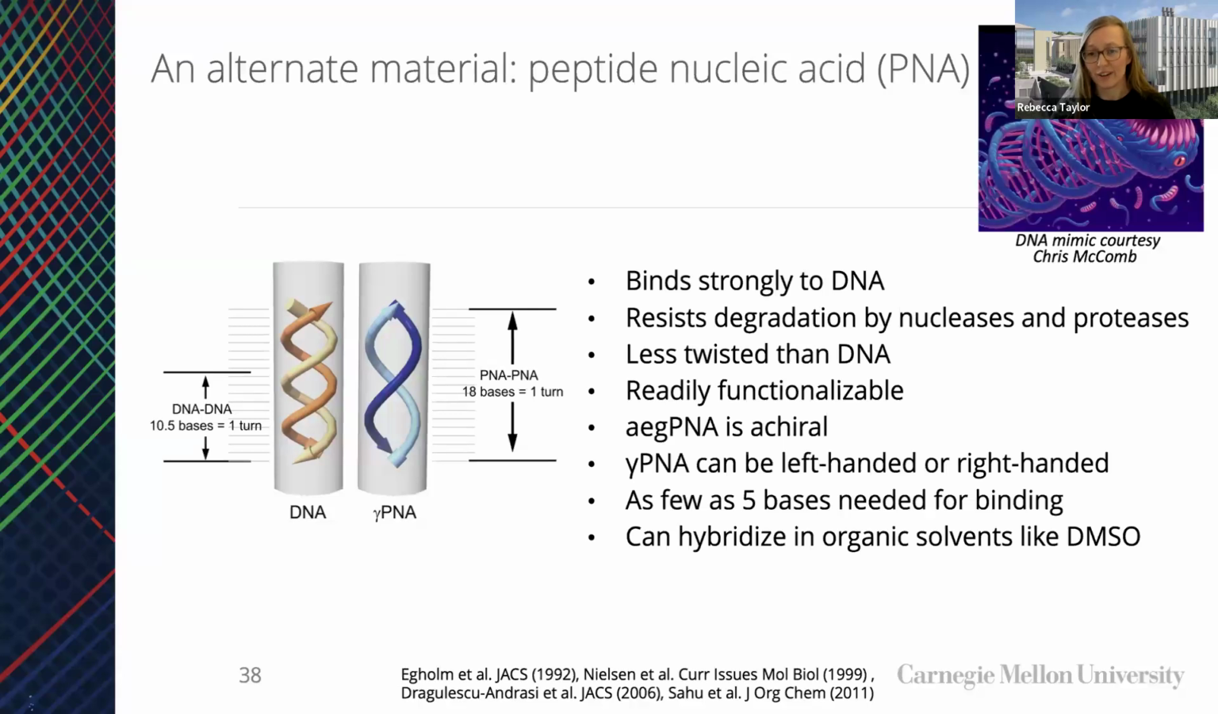So without that sugar phosphate backbone, it's actually uncharged, and it's got an aminoethyl glycine backbone instead. But it's got sort of similar axial rise, and it's less twisted. And it has really fascinating properties because of that lack of charge. It binds really strongly, and you can get strong binding, like they reported recognition domains as short as 5 bases.